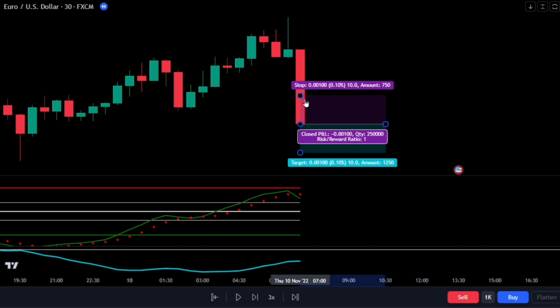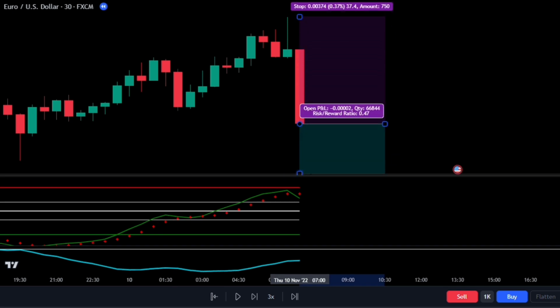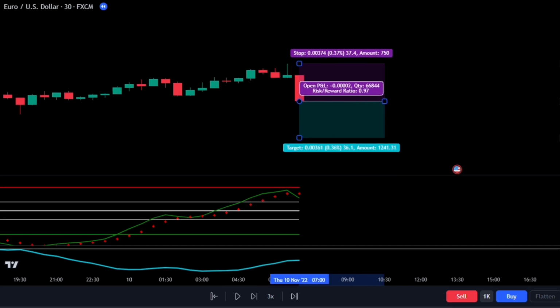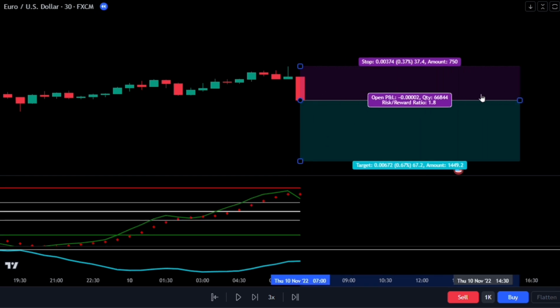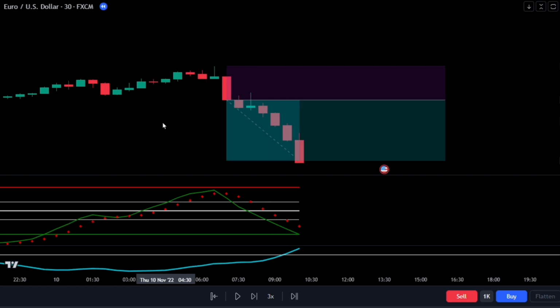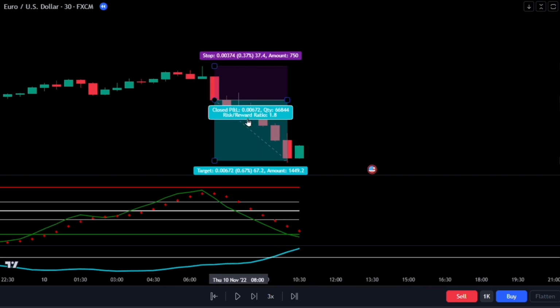I set my stop loss at the recent highest point in the price. To take profits, I aim for 1.8 times the amount I risked. In this example, we see that all the conditions were met, and it was profitable.